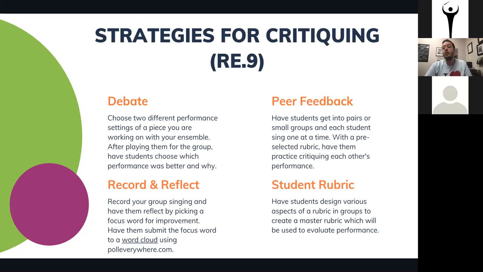And our lower performing kids need to be brought up to that level of, let's use musical terminology and let's use a guide, a rubric, to really determine how somebody can be better. And while they're critiquing their peer, they're also critiquing themselves. They're identifying ways in which they can improve as well. It's just a great catch-all. So I said, have students get into pairs or small groups and each student sing one at a time. With a pre-selected rubric, have them practice critiquing each other's performance.